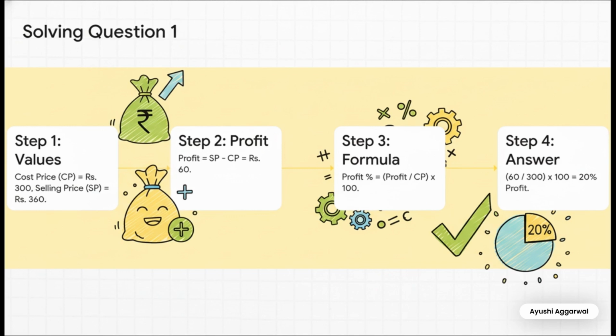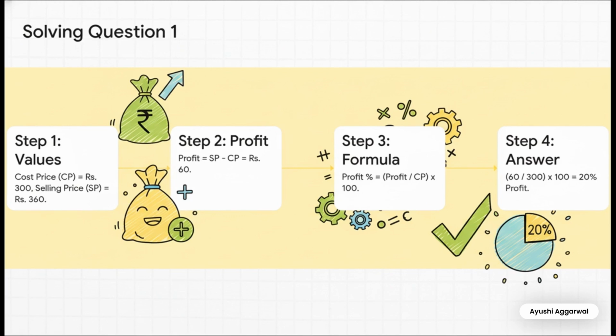Now for step 2, let's find the exact profit amount. The formula is SP minus CP. So 360 minus 300 gives us a profit of 60 rupees. But the question asks for the profit percentage. That brings us to step 3. We'll use our profit percentage formula, which is profit divided by CP times 100.